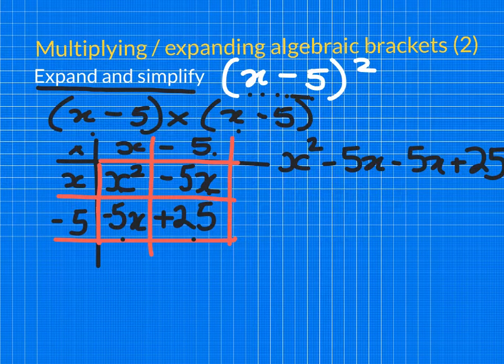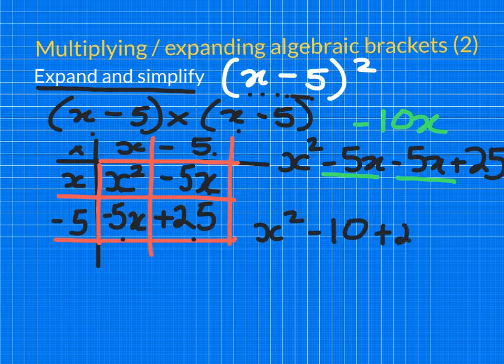The last thing we need to do is to see whether we can simplify our answer. We have a minus 5x and a minus 5x. If we take off 5 and we take off another 5, then we've taken off 10x. Our final simplified answer can be written as x squared minus 10x plus 25.